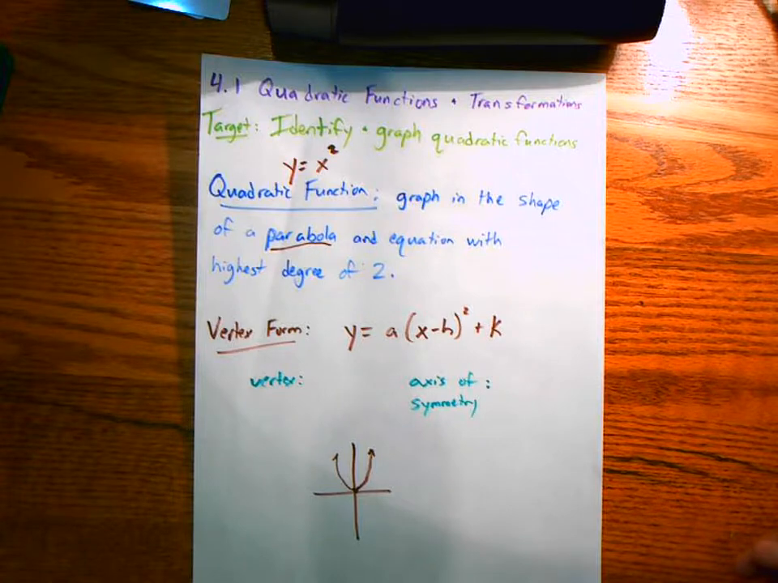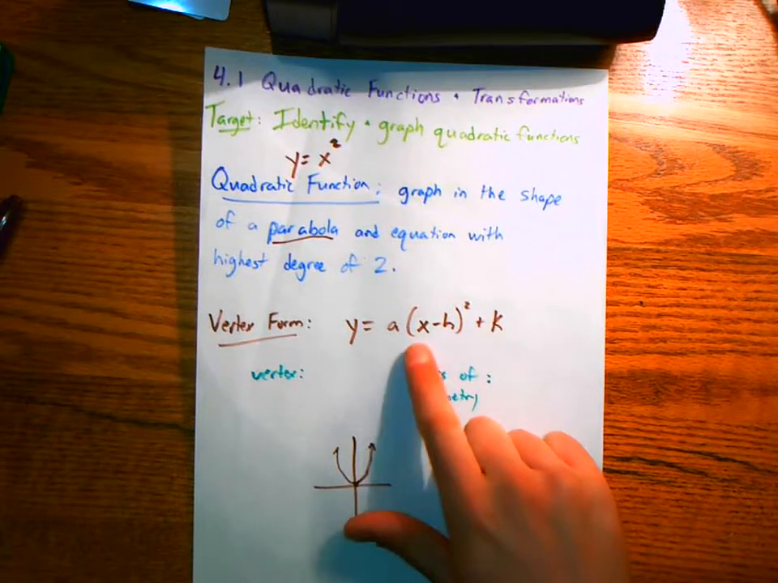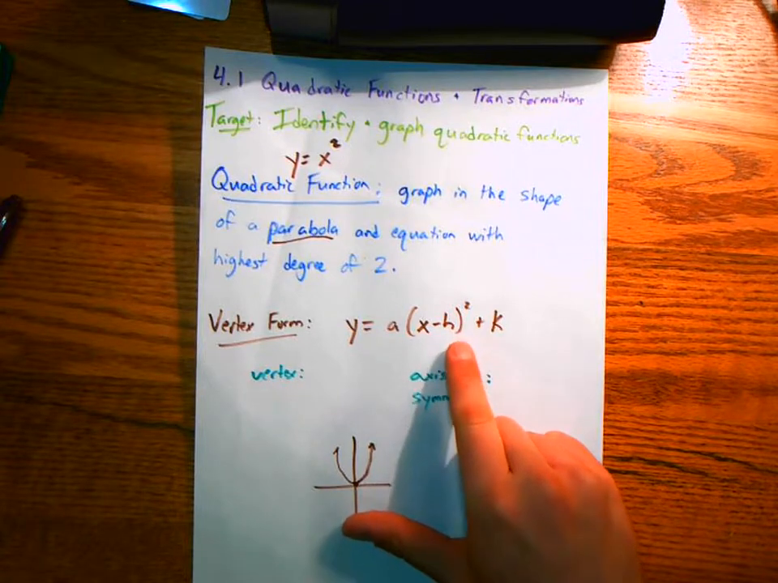One way you could write a quadratic equation is in vertex form. Vertex form is not as easy to graph in a calculator, but it's a lot easier to graph by hand, and it tells you a lot more information about the graph and the equation than any other form. So vertex form is y equals a times the quantity x minus h squared plus k.